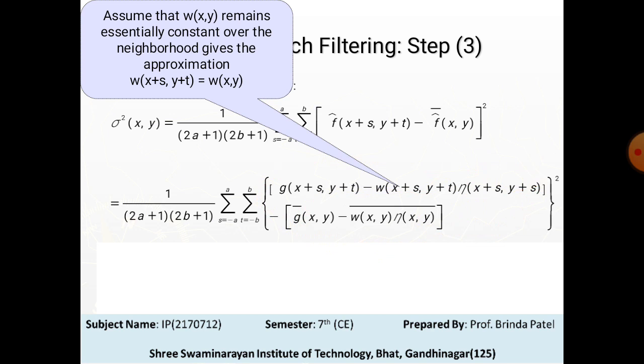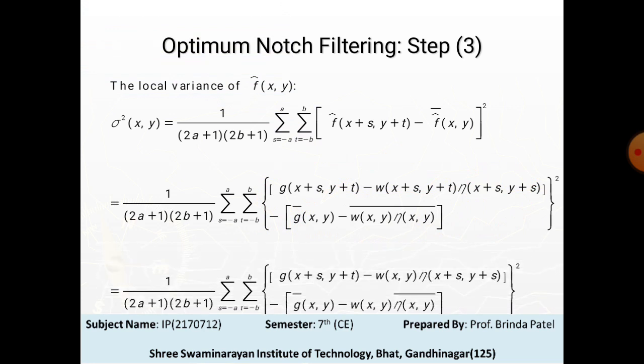So here, if we minimize del square of sigma square of xy with respect to w of xy, the result is here.